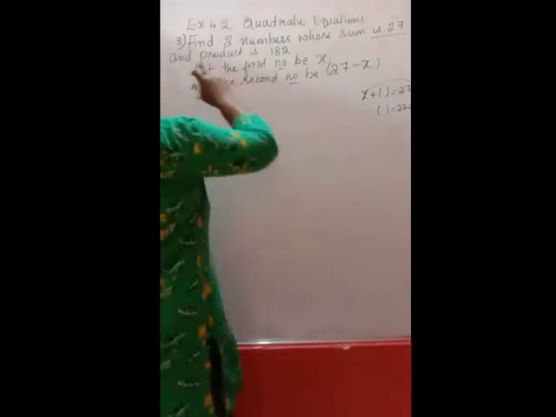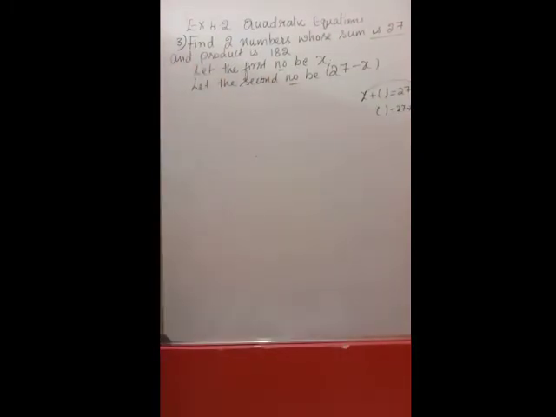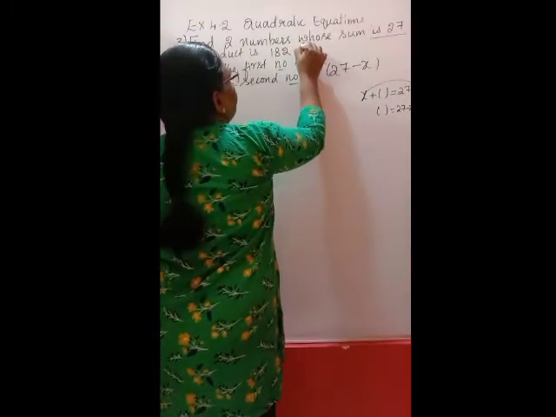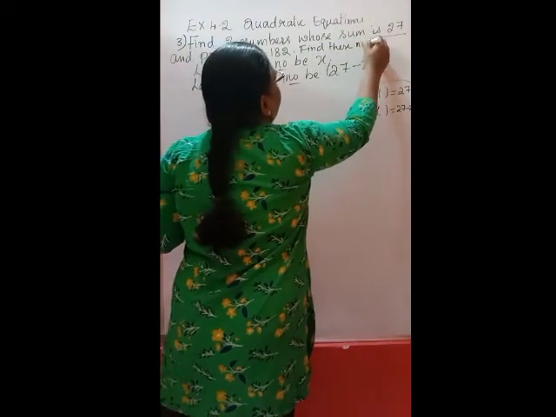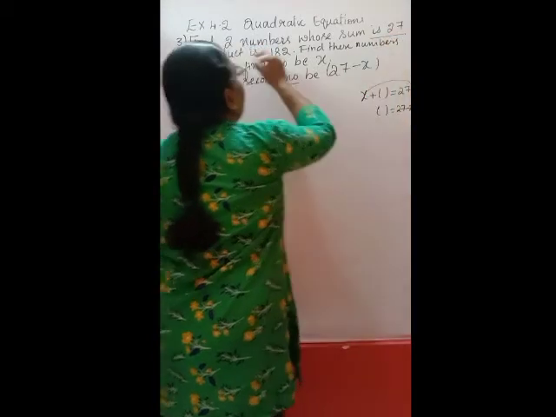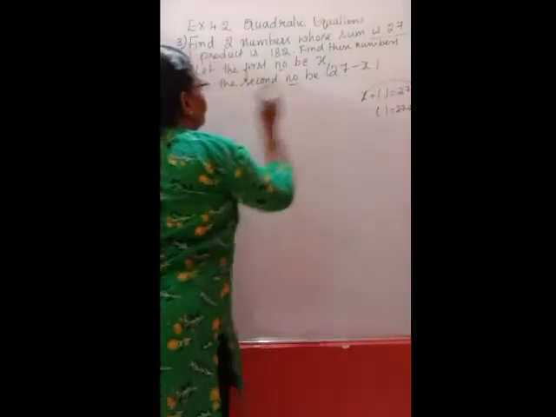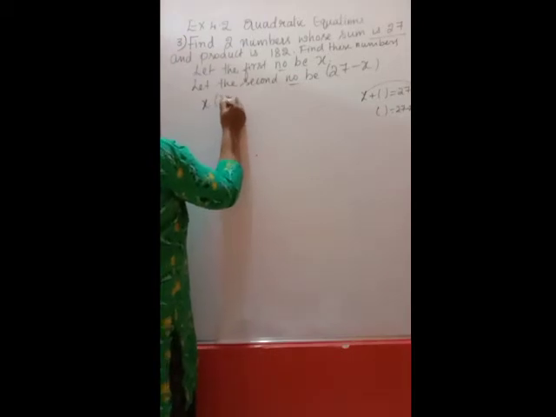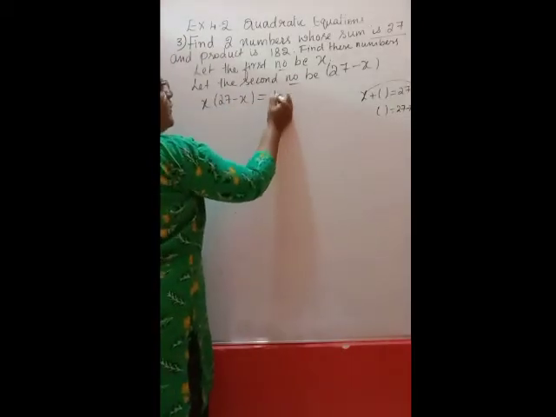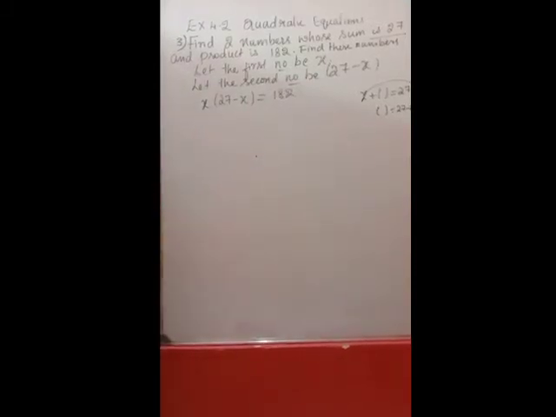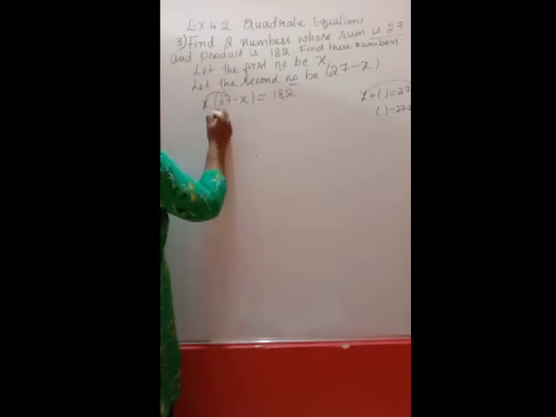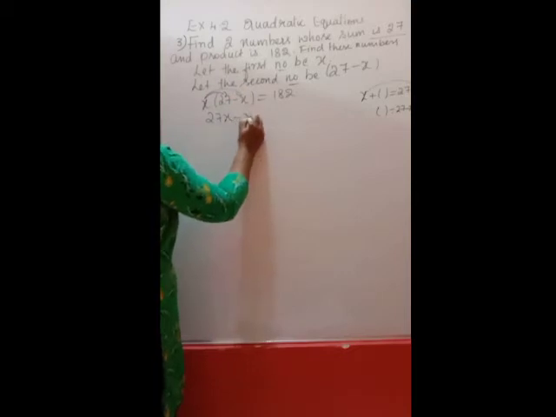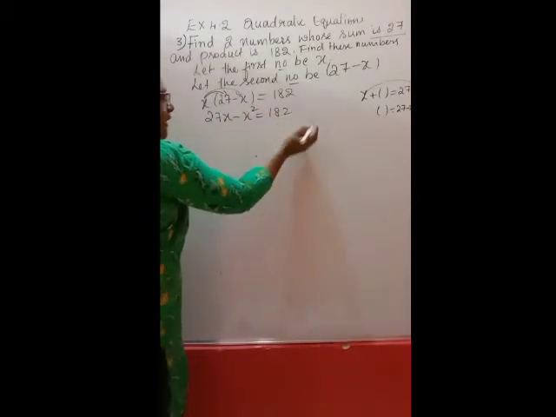So what they have given, the product is 182. So you have to find these numbers. Product of these two numbers is given now. First number is x, second number is 27 minus x. When you take the product, that will be equal to 182. So now you have to multiply monomial and binomial. First multiply x into 27 is 27x, minus x into x is x square, is equal to 182.